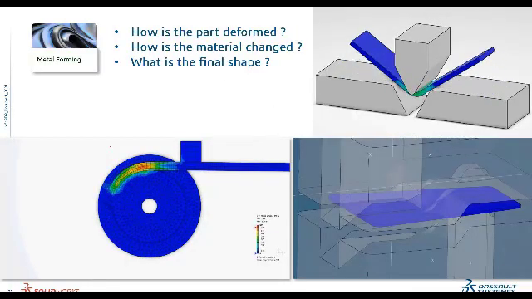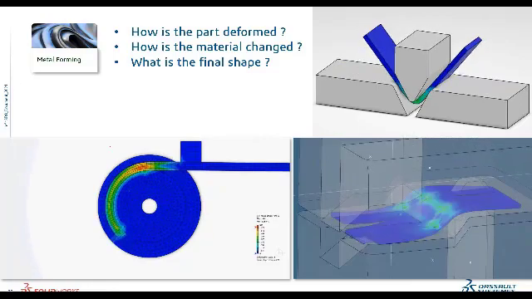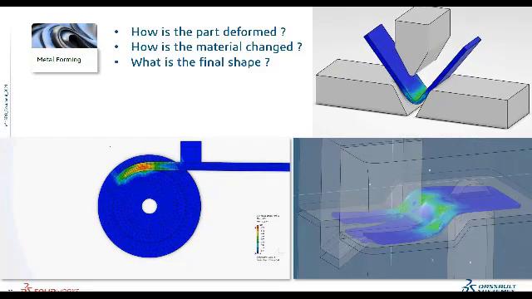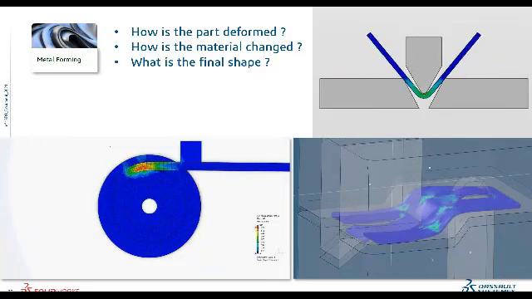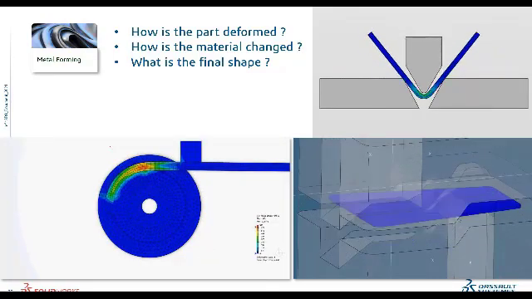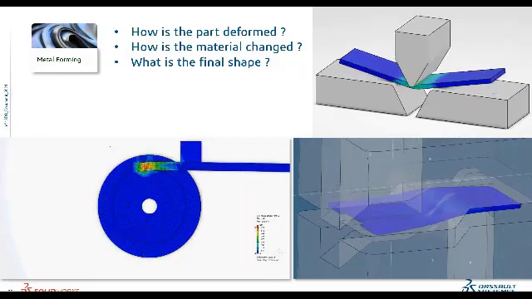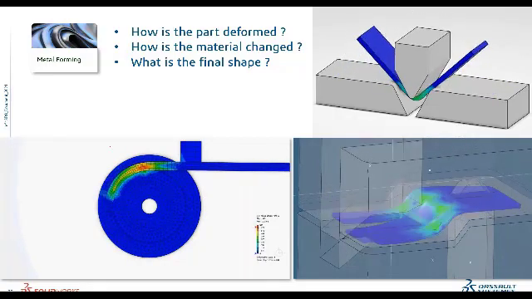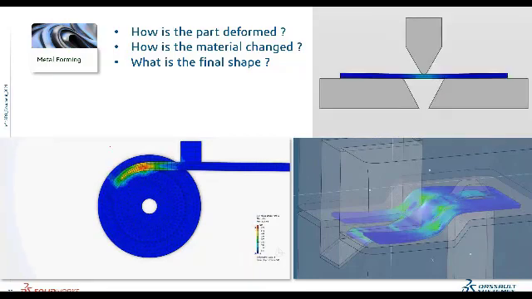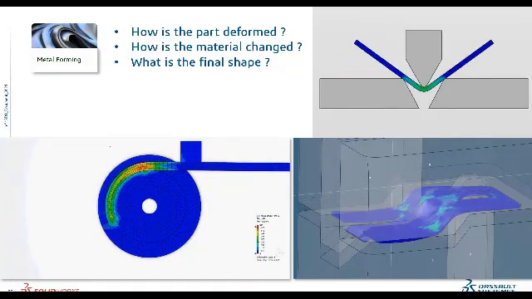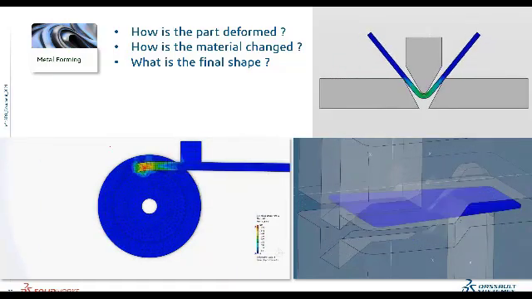And then the metal forming process. Whenever we talk about metal forming, we are getting into the non-linearity aspect of the physics. All three types of non-linearity, that is geometry, material, and contact non-linearities, can be addressed inside the Abaqus solver, where we will be able to understand what stresses are being developed, in the sense of internal stresses, during the forming process.